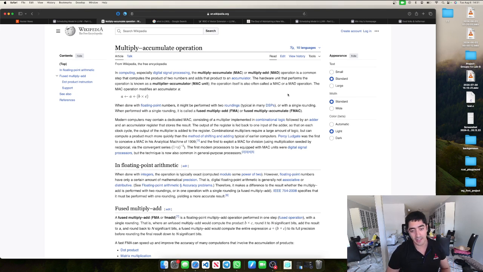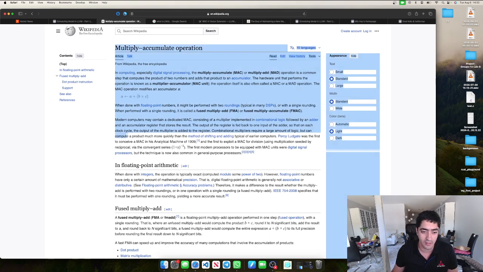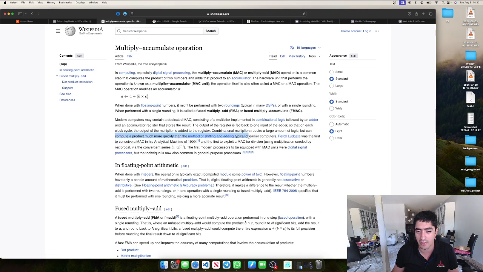Modern computers may contain a dedicated MAC. A multiply-accumulator consists of a multiplier implemented in combinational logic followed by an adder and an accumulator register that stores the results. The output of the register is fed back to one input of the adder so that on each clock cycle, the output of the multiplier is added to the register. Combinational multipliers require a large amount of logic but can compute a product much more quickly than the method of shifting and adding typical of earlier computers. Interesting. Combinational requires more logic, but it can do it more quickly than shifting and adding.